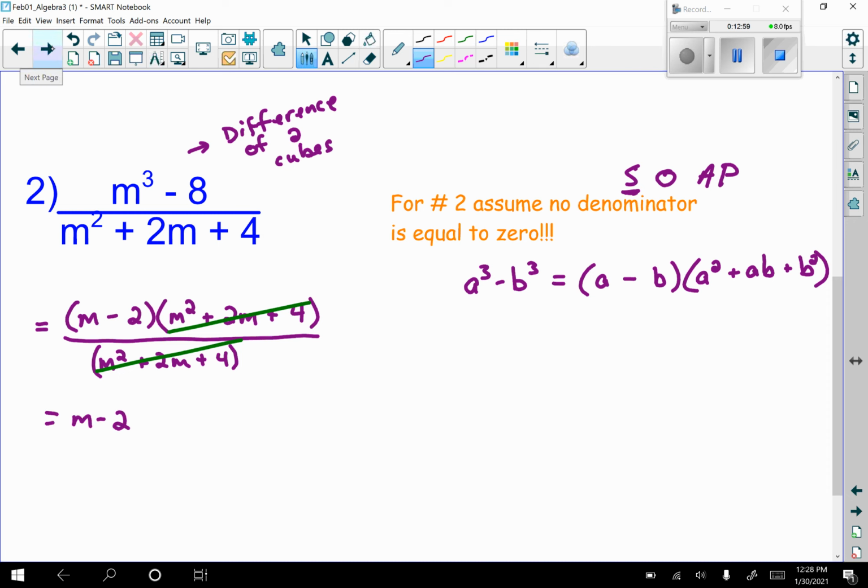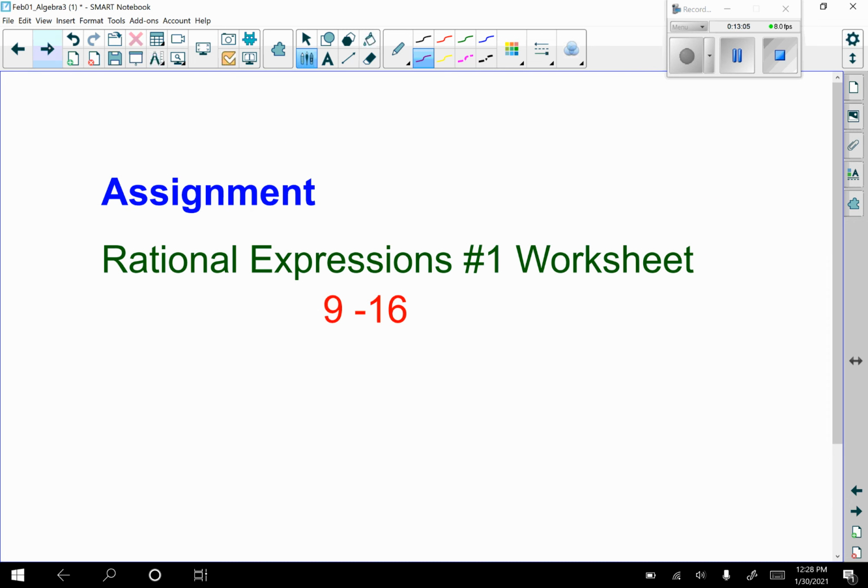All right, so we did some more practice with simplifying, some more practice remembering special types of factoring. So I want you guys now to go ahead and work on problems 9 through 16 off of Friday's worksheet. As always, take care. Let me know if you have any questions.